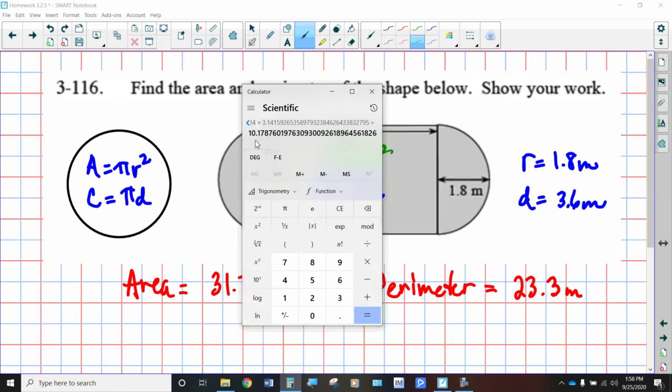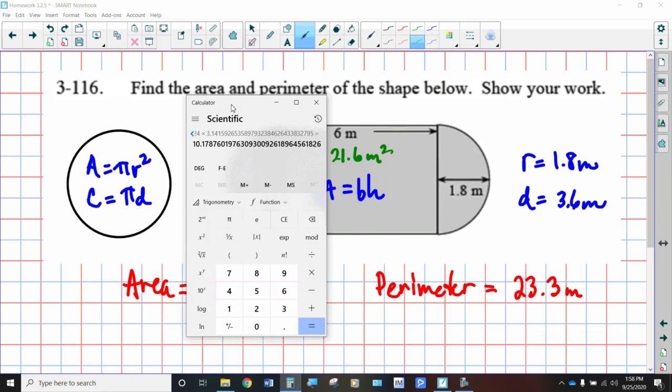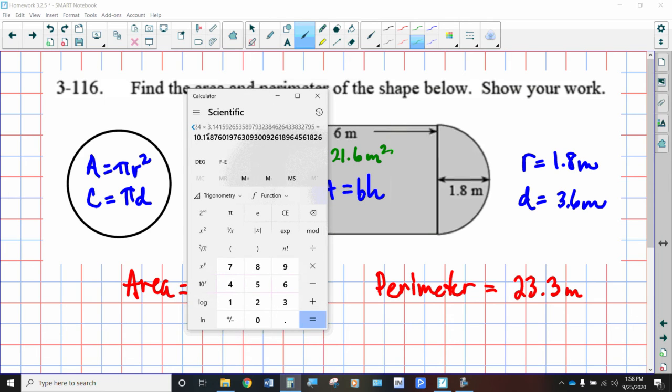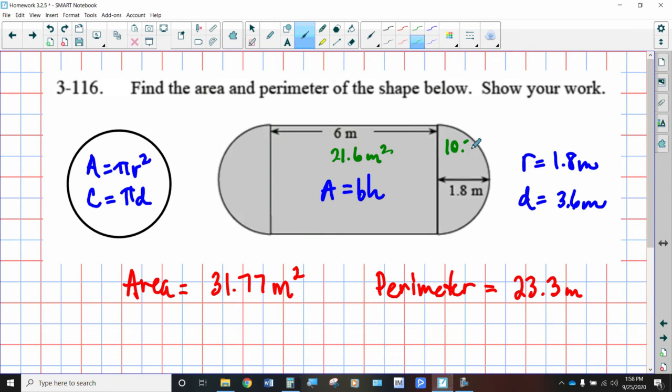Let's round that. Let's round it to the nearest 10th. So I'm going to round that to 10.2. So the circle part is 10.2. So when you add those together, you get 31.8. I guess I didn't round it before. 31.77. It's close. 31.8 is also an acceptable answer.